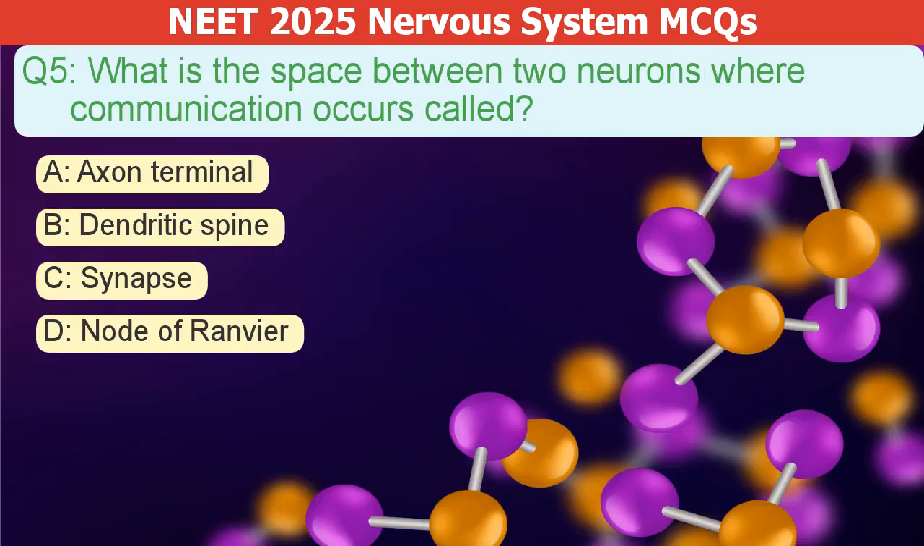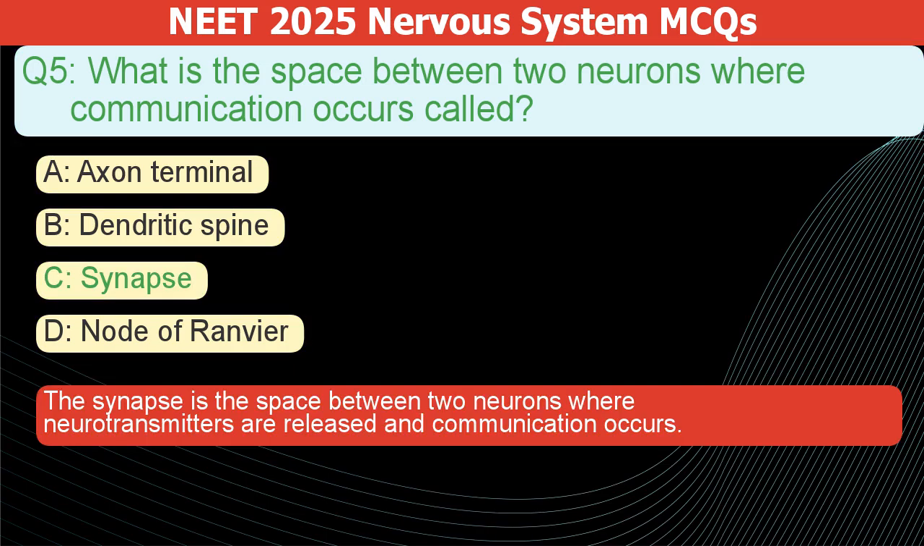What is the space between two neurons where communication occurs called? A. Axon terminal. B. Dendritic spine. C. Synapse. D. Node of Ranvier. The correct answer is C. The synapse is the space between two neurons where neurotransmitters are released and communication occurs.